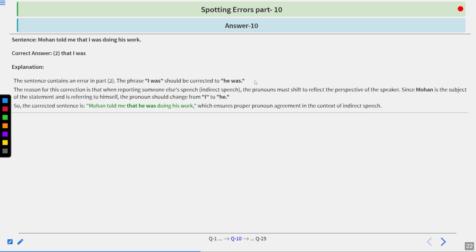The reason for this correction is that when reporting someone else's speech, in direct speech, the pronouns must shift to reflect the perspective of the speaker. Since Mohan is the subject of the statement and is referring to himself, the pronoun should change from I to he. So the correct sentence is Mohan told me that he was doing his work, which ensures proper pronoun agreement in the context of indirect speech. Let's move to the next question.